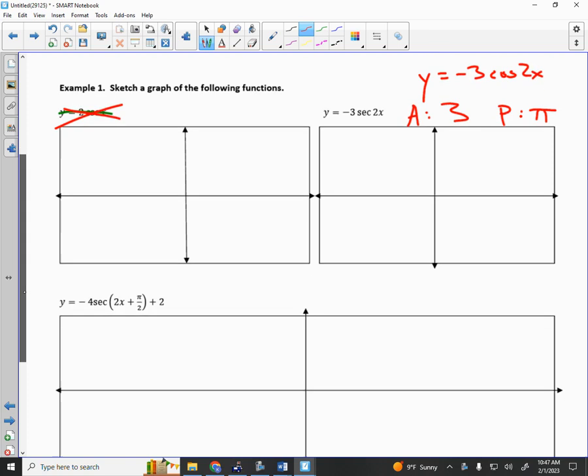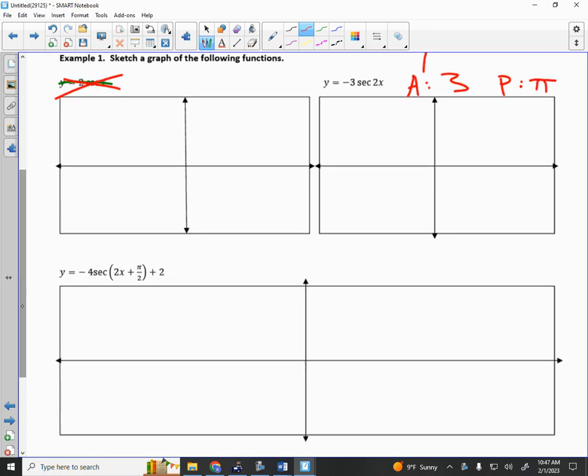So I'm going to go ahead and mark off 3. I'm not going to put 3 at the top because I need room for my U-shapes. So I'm going to go 1, 2, 3. 1, 2, 3.